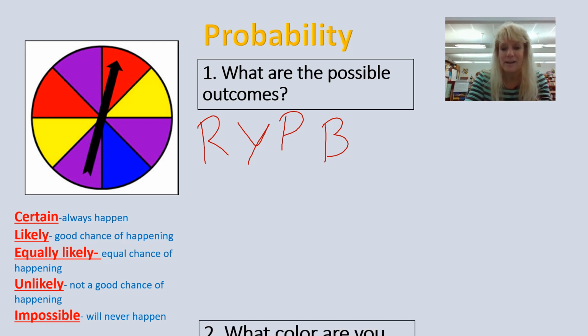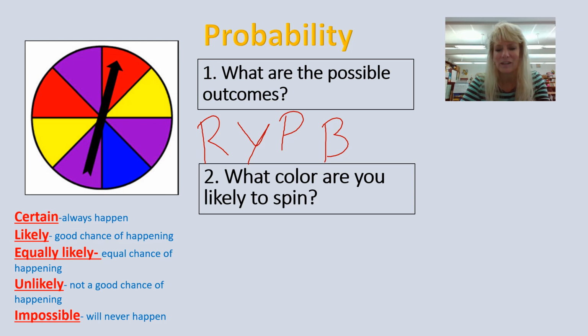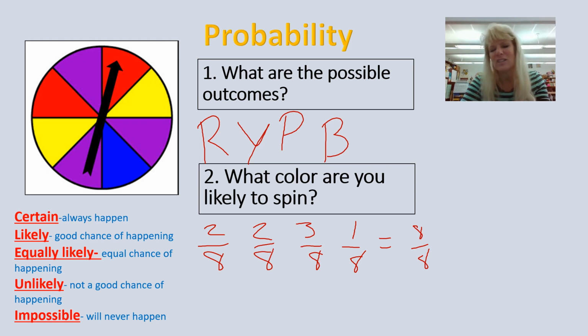My next question is, what color are you likely to spin? In order to figure out what color I'm likely to spin, I like to put it in a fraction, because that's going to help me. I can count, and I have 8. So out of the 8, 2 out of the 8 are red, 2 out of the 8 are yellow, 3 out of the 8 are purple, and 1 out of the 8 is blue. As I can see there, the top of my fraction should equal 8. So 2 and 2 is 4, and 3 is 7, and 1 more is 8. When I can see I have 8 eighths, that means I've counted all the parts, because I have the whole. So what color am I likely to spin? It's going to be this one that has 3. That's going to be my purple, because I have more of those.